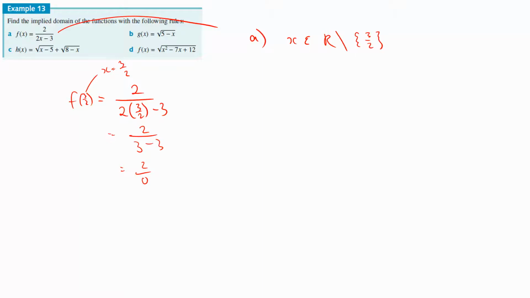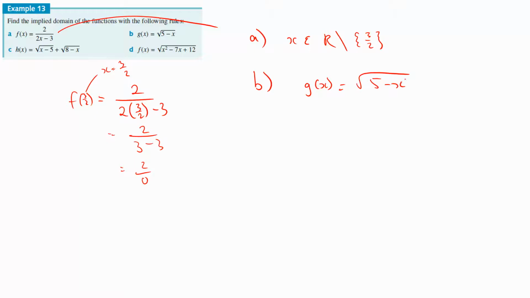Whereas with square roots, we all know we can't square root a negative value. That's what you're looking for. You just want to make sure you can't square root a negative value. So the tricky one is D, but I'm going to do B with you. So B, if you have a look at g, if you can sketch it, it makes it easier, but if you can't, you can analyze the equation.